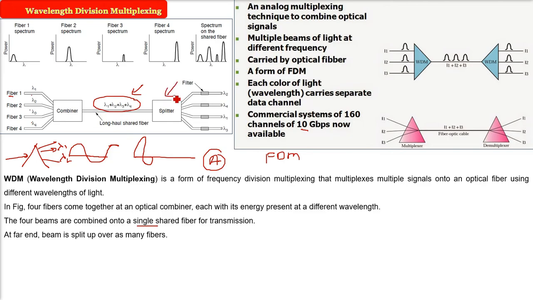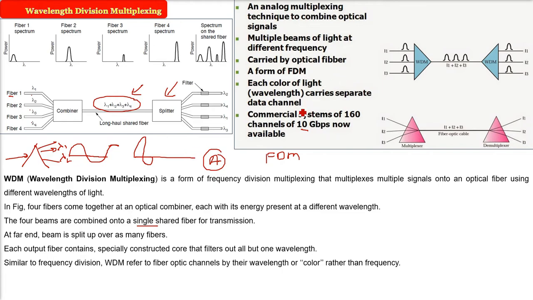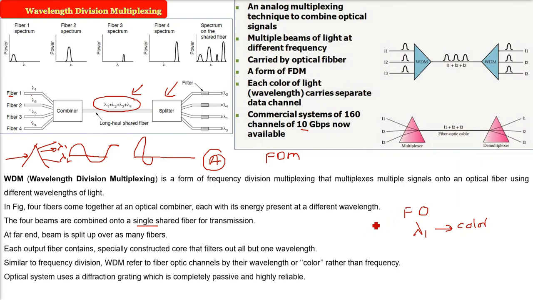What about the receiver end? The beam is split up over as many fibers, so there are different fibers where different wavelengths are sent. Each output fiber has a specially constructed core that filters out all but one wavelength. So this is similar to frequency division. WDM refers to fiber optic channels by their wavelength, or you can call it color, rather than frequency. Optical systems use diffraction gratings, and as I said, they are quite reliable because they are completely passive.